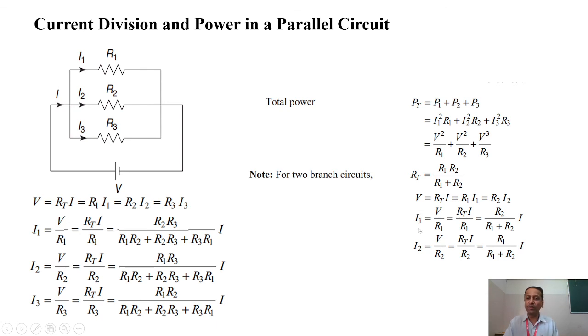Subsequently, how will I calculate I1? I1 is equal to the other resistance, that is R2, divided by the addition of the resistances, multiplied by the current. I1 is the current through R1, which is why the other resistance, R2, is considered. The same way, if you want to find I2, the other resistance is R1, divided by the sum of the parallel resistances, multiplied by the total current. Simply this way, we can calculate the current division and the power in parallel circuits.